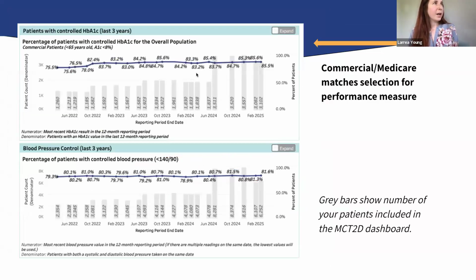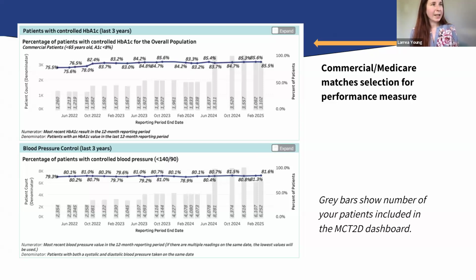So scrolling down, you'll next be able to see your A1C controlled performance for your whole population, not just your locked performance population. And this will maintain the same selection that you choose, whether Medicare or commercial, for that performance population, for the performance visualization.